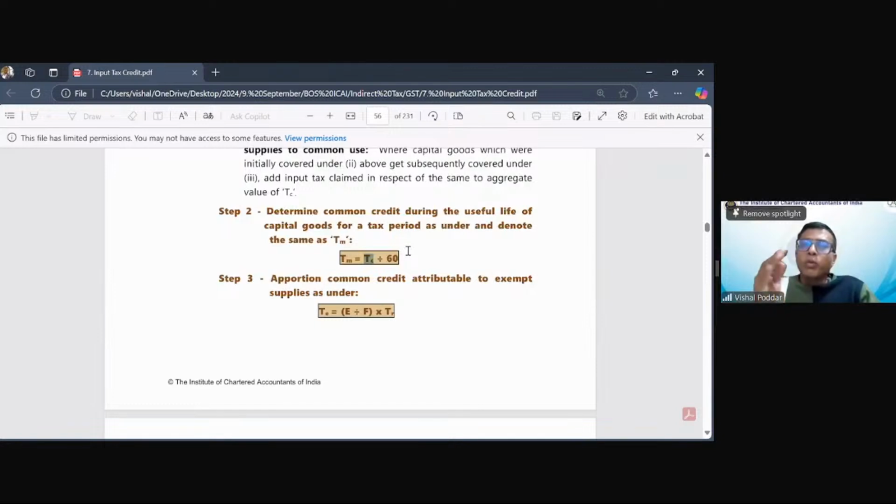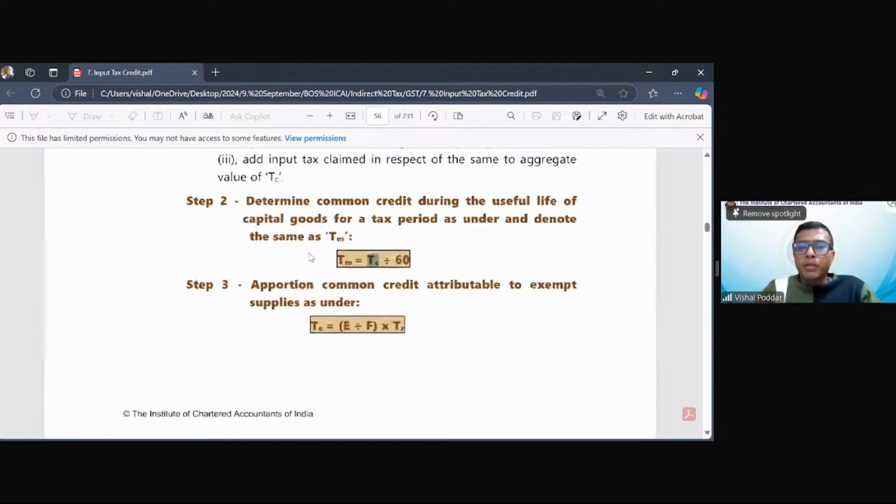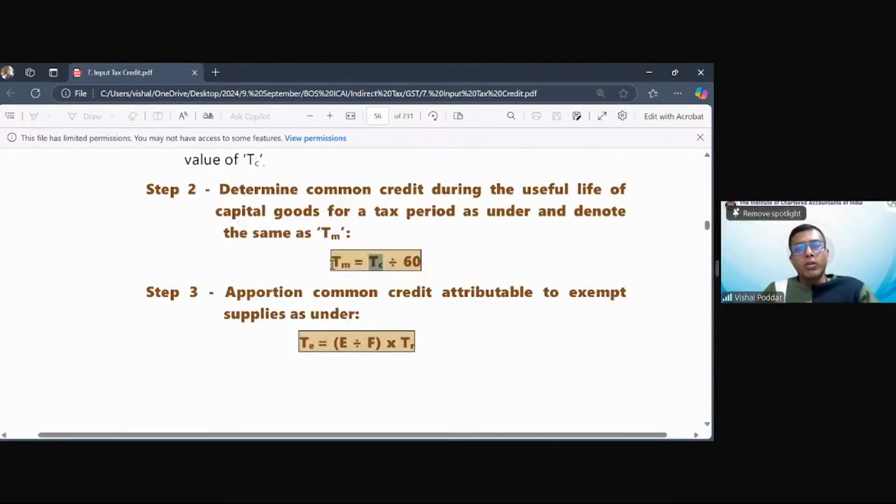And if you have 4 such capital assets which are common, find out TM. TM is the per month ITC of capital goods. Find out TM of all those 4 machines or all those 4 assets which are common. Add the TM of all those 4 which are common. That becomes TR. Now somehow they have not shown the TR working, but what is TR? TR is total of TM. TM is what? Per month ITC of my common machines or common assets. I have 4 such common assets.